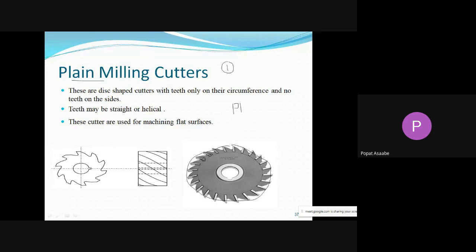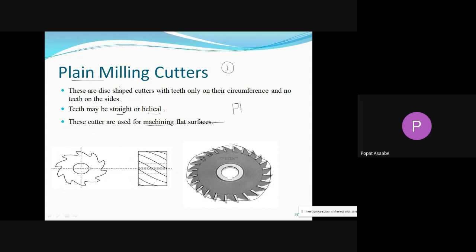The plain milling cutter consists of one disc, and on the periphery of that disc we provide a number of teeth. Means in the plain milling cutter the teeth are provided only on its periphery; on the side there are no teeth. And what is the shape of that teeth? The teeth may be straight or helical. This type of cutter we generally use for the machining of a flat surface.